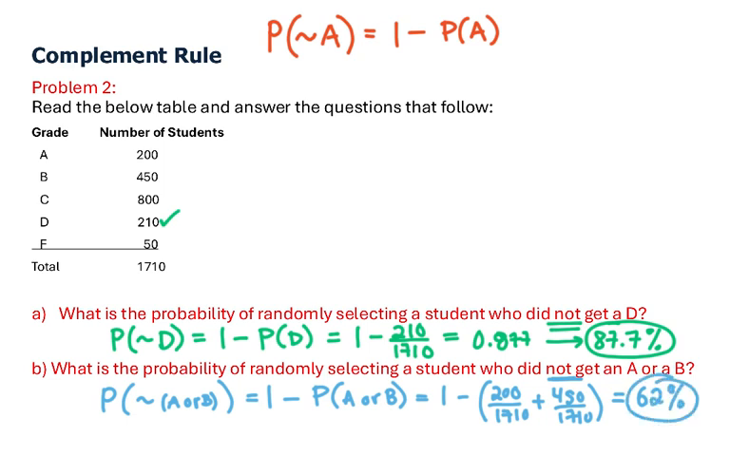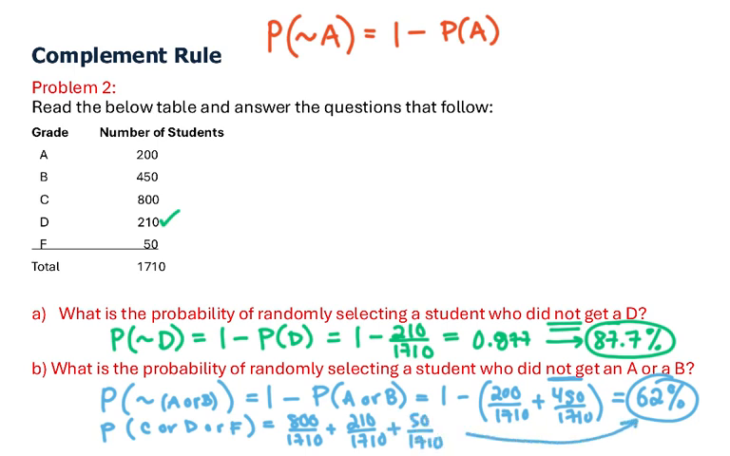If you wanted, you could have also calculated it as, instead of saying the probability of not getting an A or B, you could say the probability of C or D or F. If you went ahead and calculated that, you will get the same answer. 800 out of 1710, 210 out of 1710, and 50 out of 1710. When you calculate it, you end up getting the same answer.